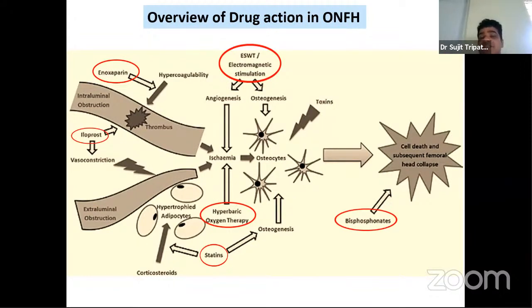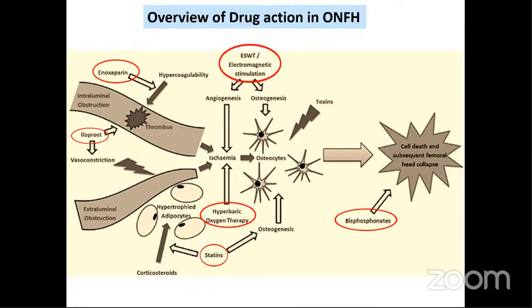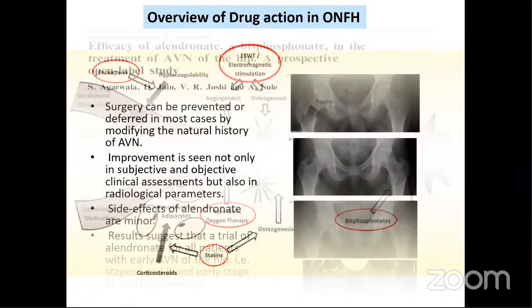The last process, and the most commonly used drug in our country, is bisphosphonate, which acts on the last part, that is cell death, because it inhibits osteoclastic activity, and by that it augments bone formation. So these are all the drug modalities that are helpful in osteonecrosis of the femoral head.